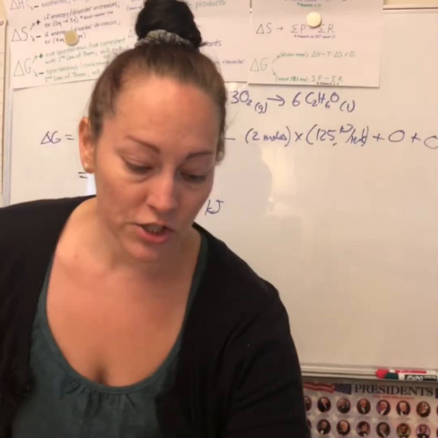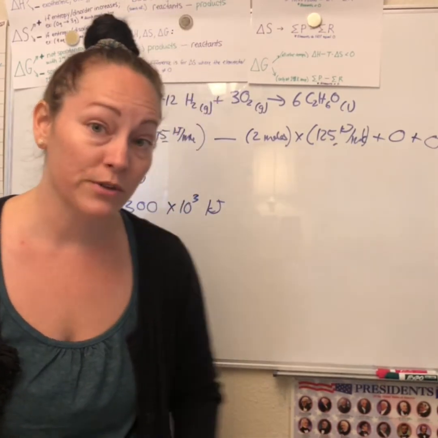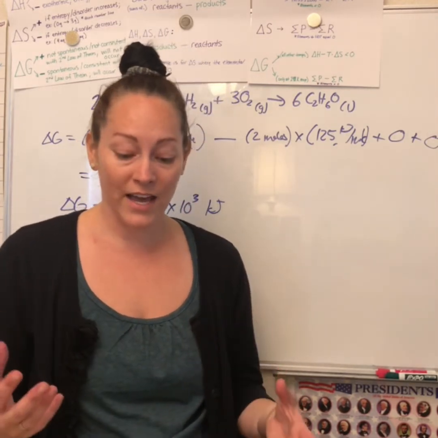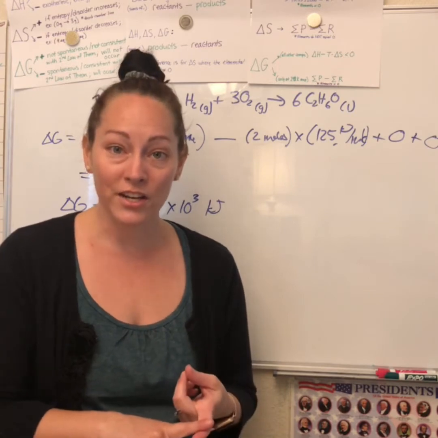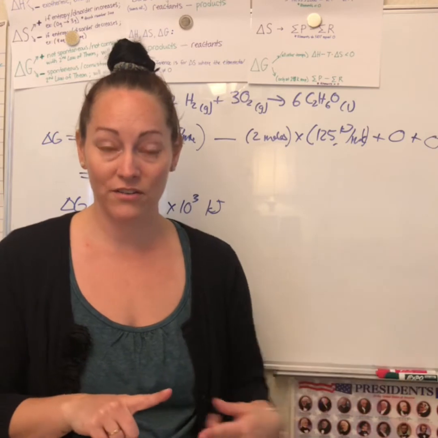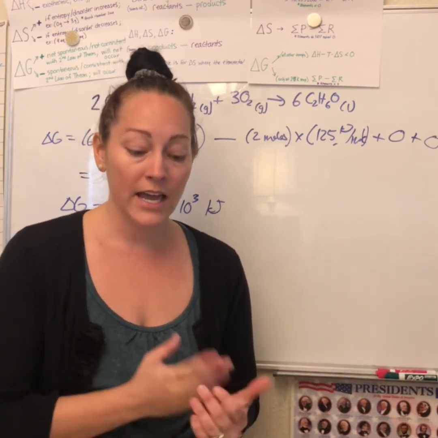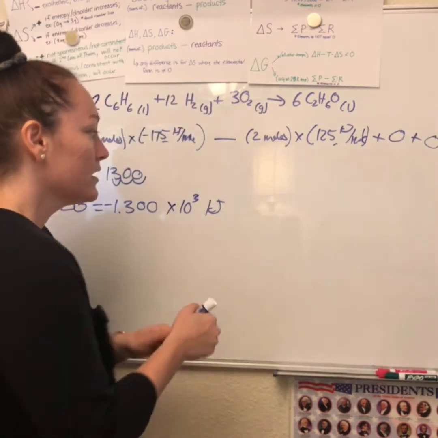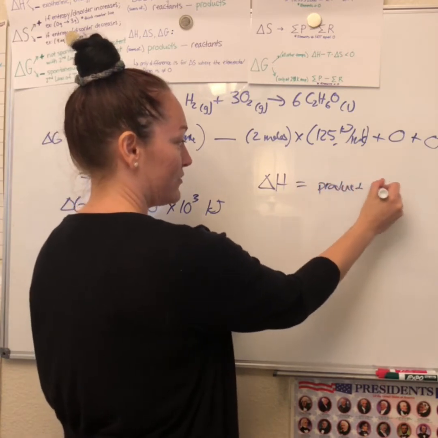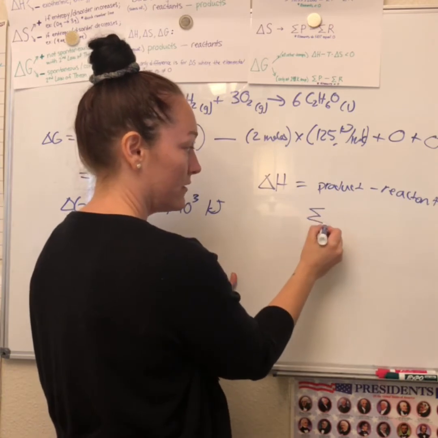Just 2 quick notes before I let you go. You're going to need to remember what Hess's law states. It states that enthalpy is a state function, and it doesn't matter the path that you take to get to the final destination. It's independent of path. That's Hess's law. You're going to have to be able to know that. And the equation that results from it is really just products minus reactants, but we know it's the summation of that.